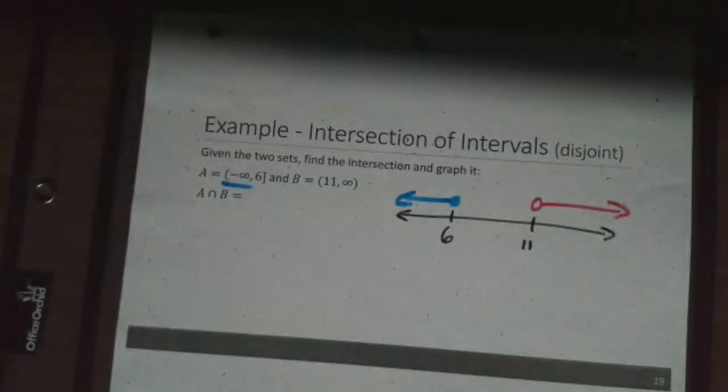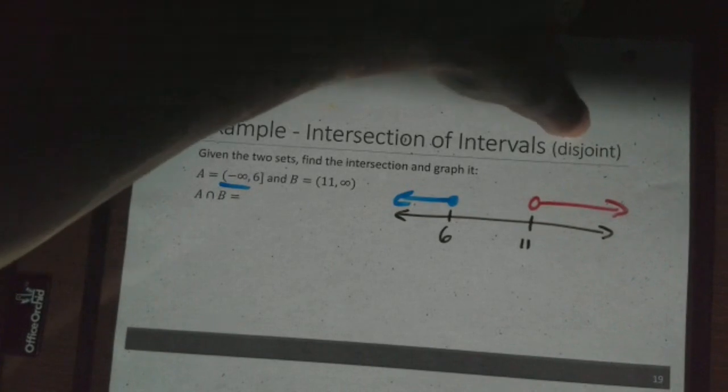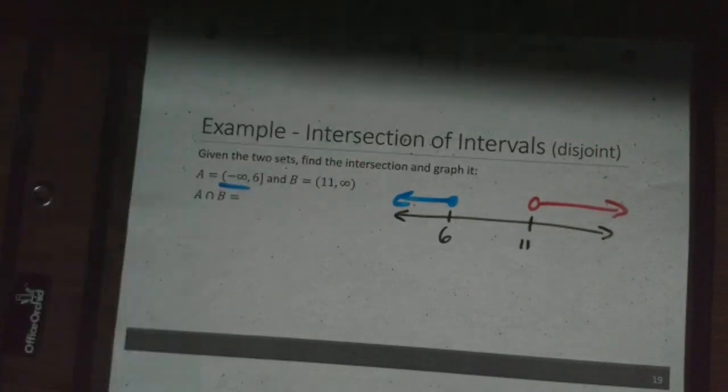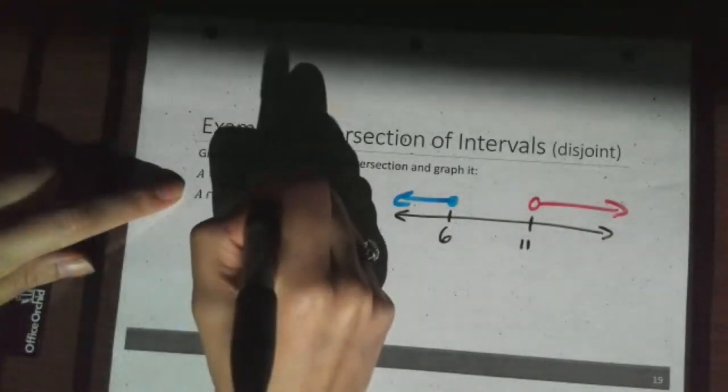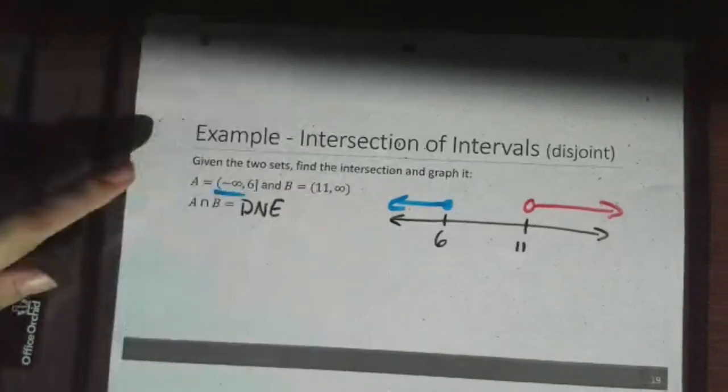And we want to find the intersection. So where are we in both blue and red? Where do they overlap? They don't. This word disjoint at the end of the title is saying that these two intervals don't overlap at all. So the intersection, A intersect B, does not exist. There isn't an intersection.